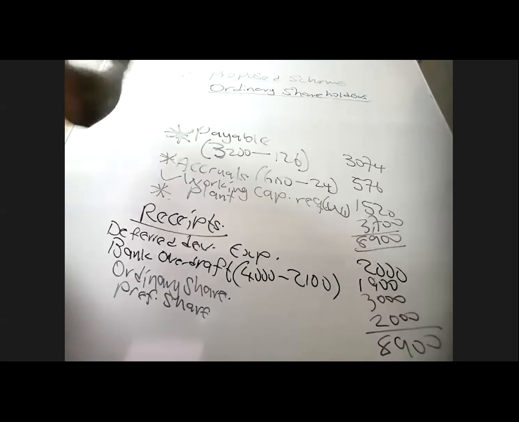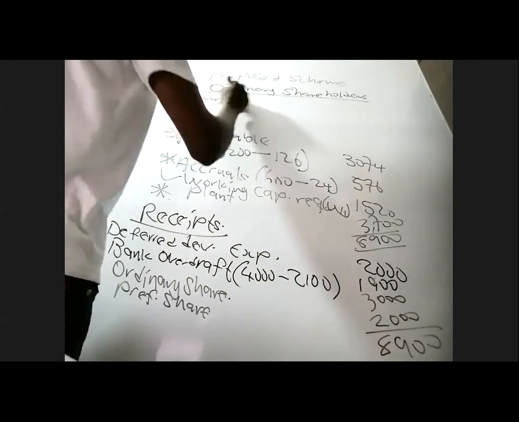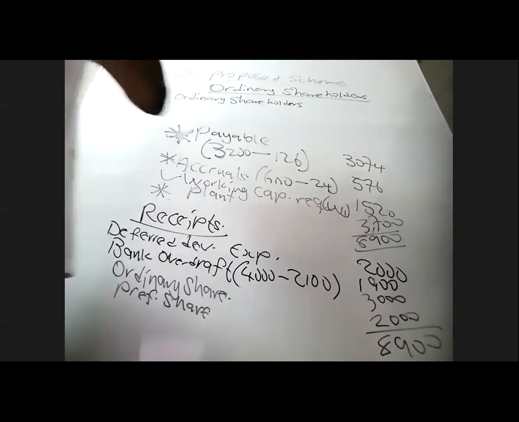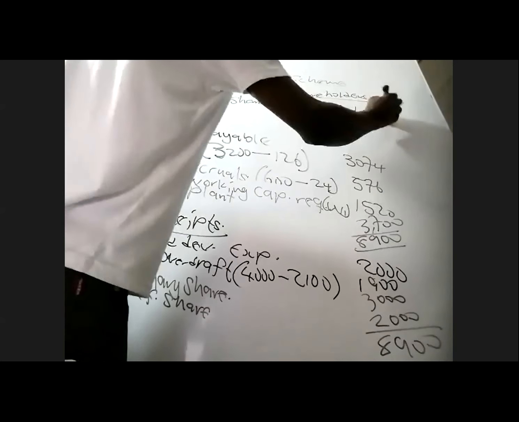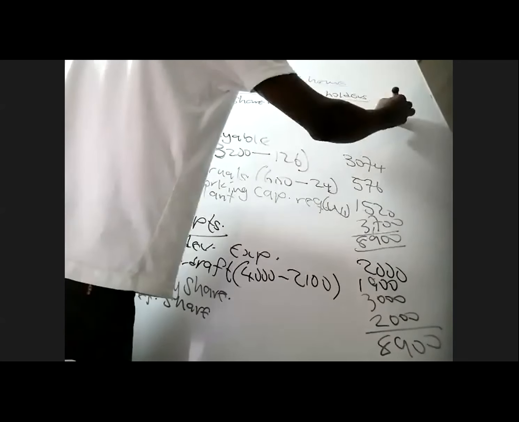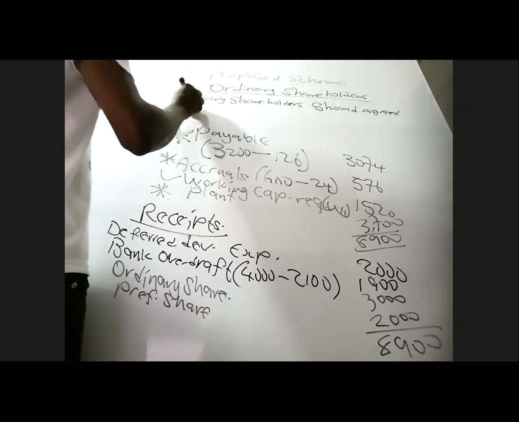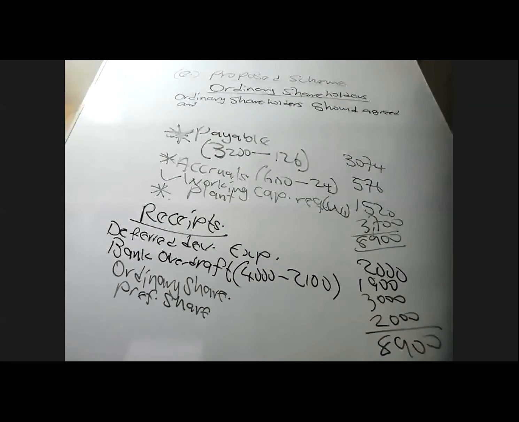So we start. Ordinary shareholders should agree and waive off. Should agree and waive off.